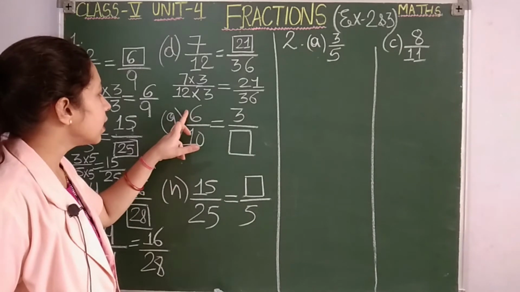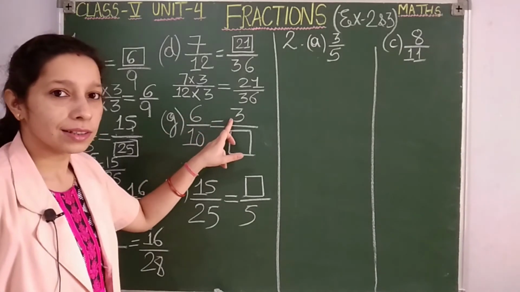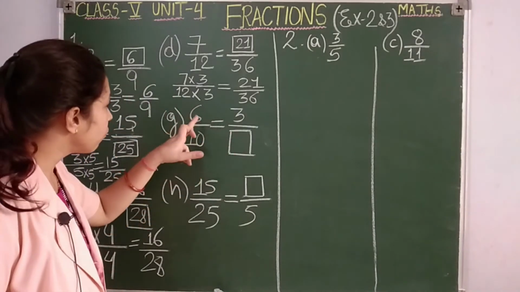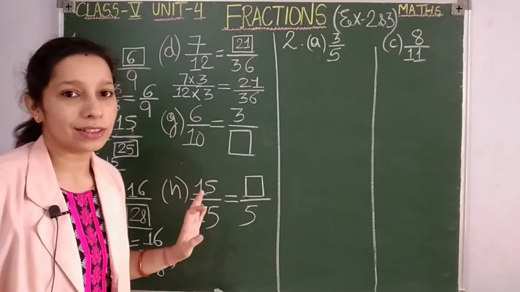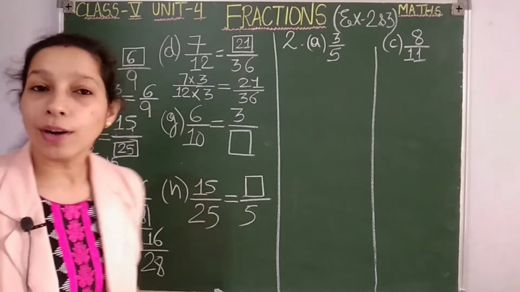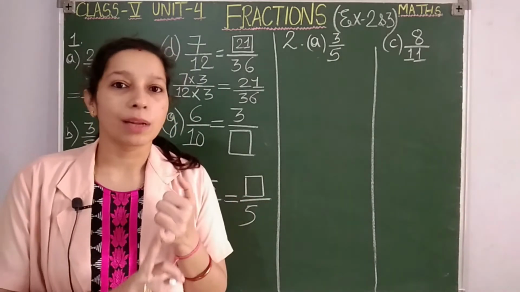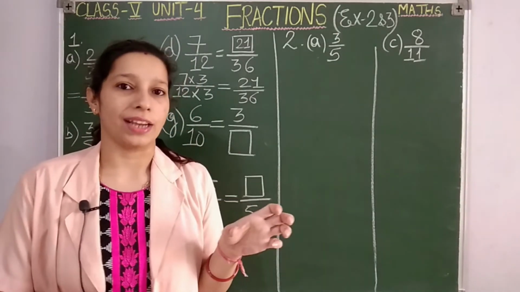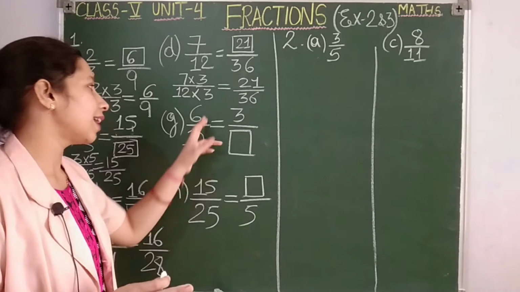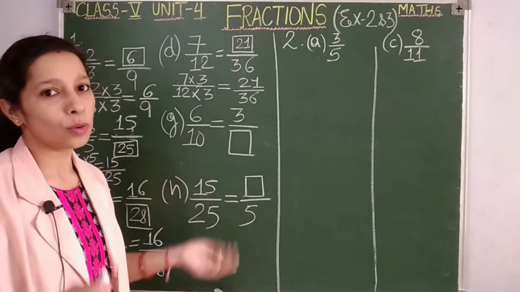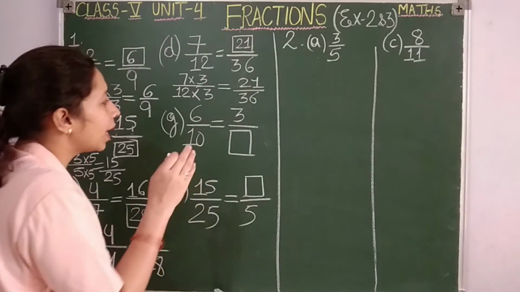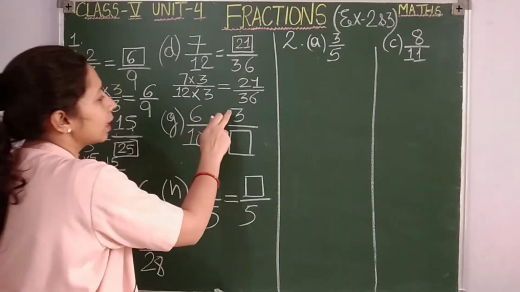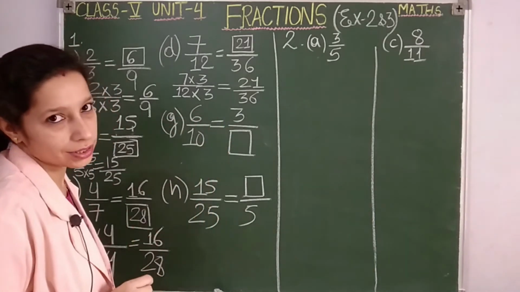Now here you can see the numerator is 6 but here it is 3. So is it possible that we will be multiplying something with 6 to get 3? No, it is not possible. What I told you in the beginning, either you can multiply or you can divide to get an equivalent fraction. By observing this, it is clear that here you can't multiply but you are going to divide. So with which number shall I divide 6? So the quotient will be 3, students.